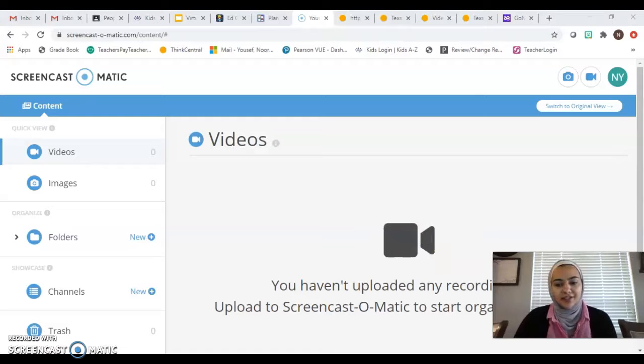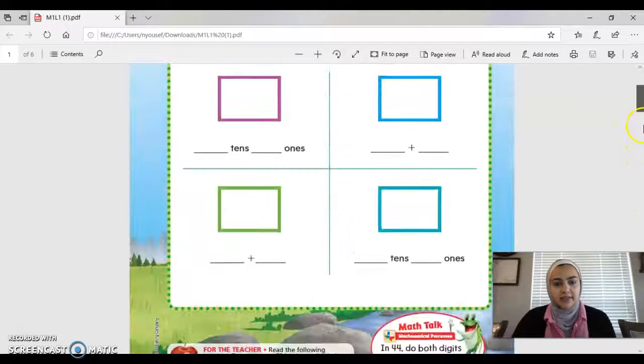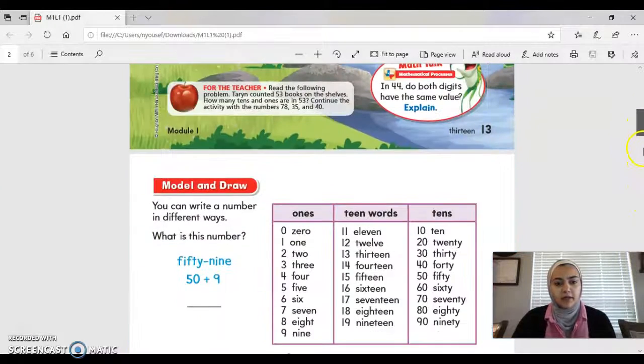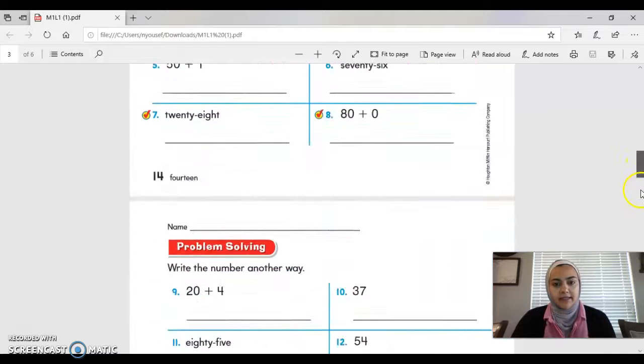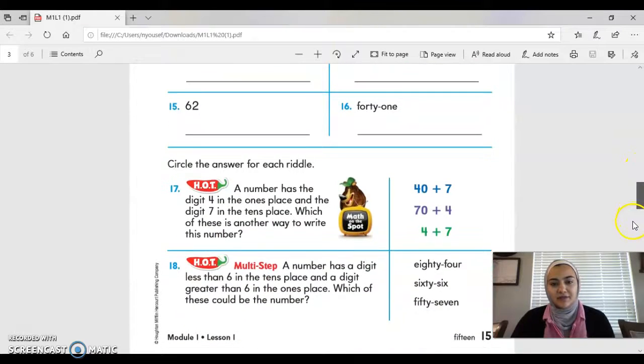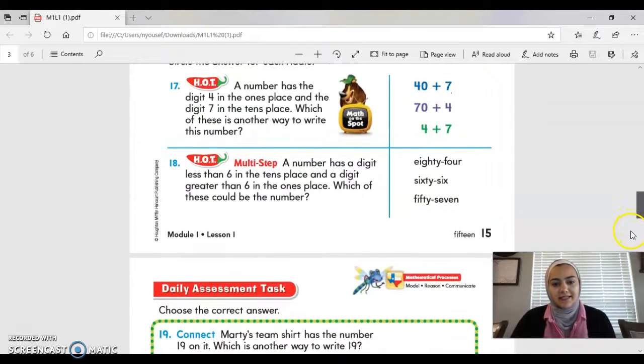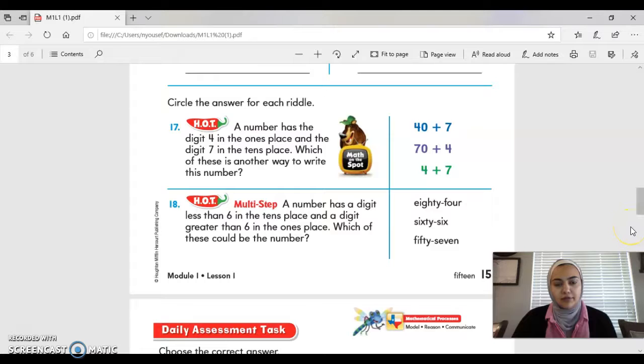So yesterday you were supposed to do, we did this together, 1.1. We did this together, page 14, and you were supposed to do page 15 on your own. I want to go over questions 17 and 18. I know you were supposed to do that on your own, but I just want to make sure everybody understands them.